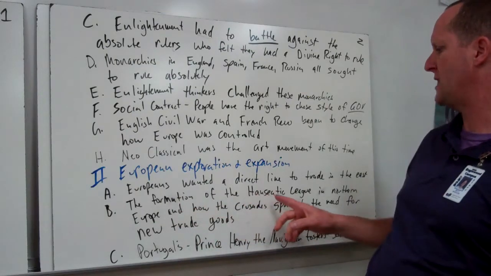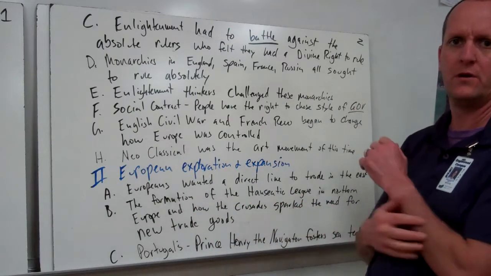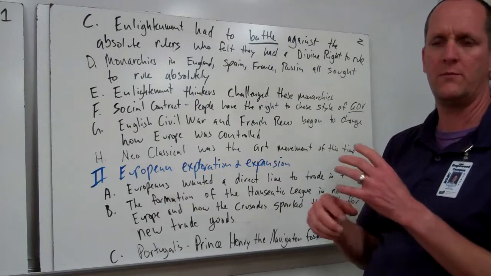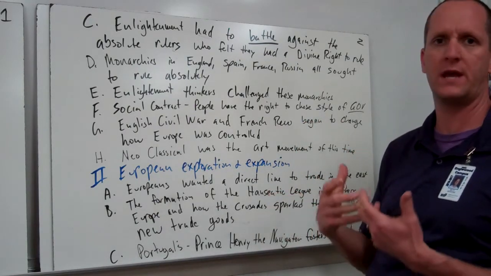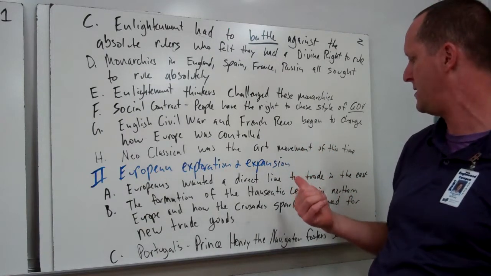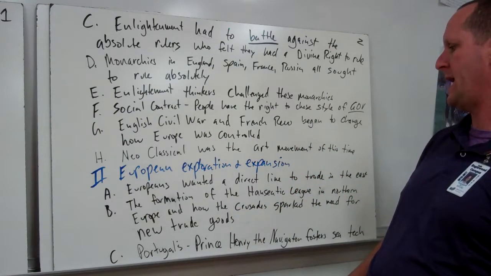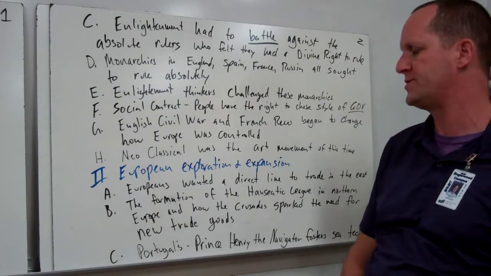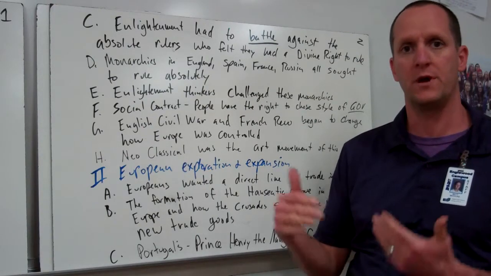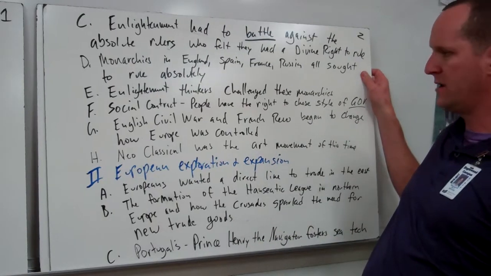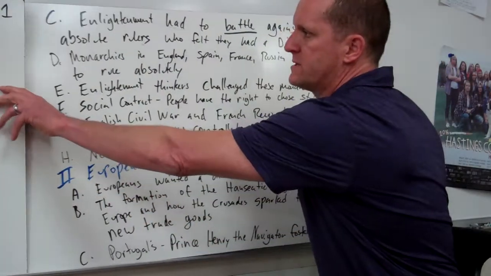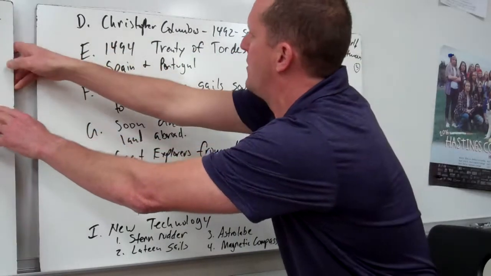The formation of the Hanseatic League, that was in northern Europe, where there were numerous individuals that got together to form this league so they could have much greater strength in trade. The Crusades also sparked the need for new trade goods throughout the Mediterranean. Portugal's Prince Henry the Navigator fostered new sea technology that really got things going.